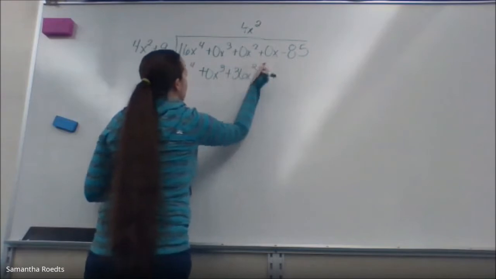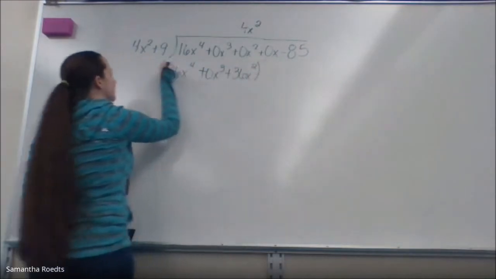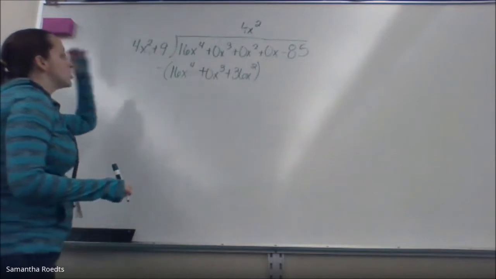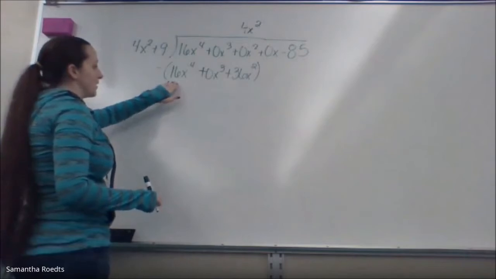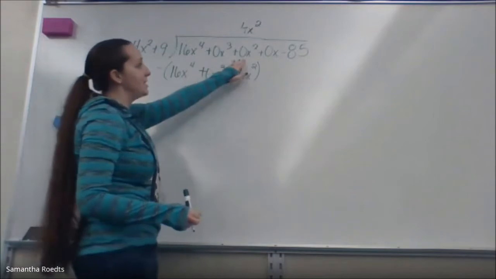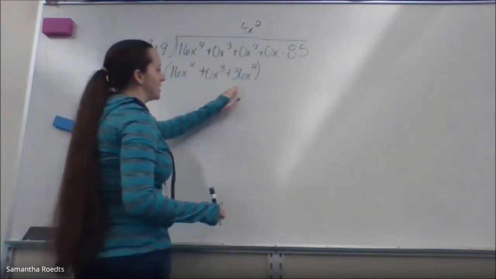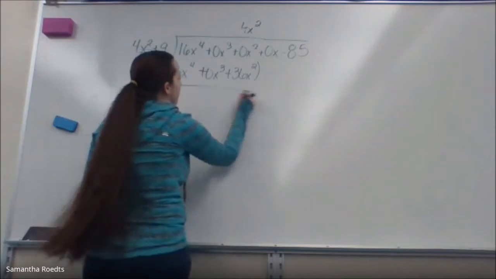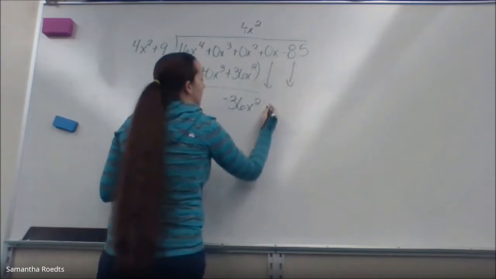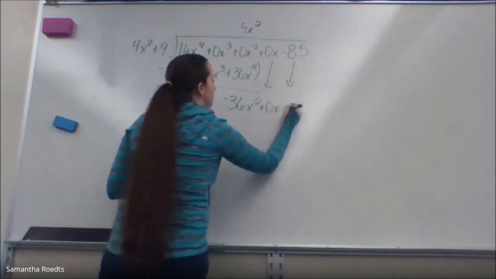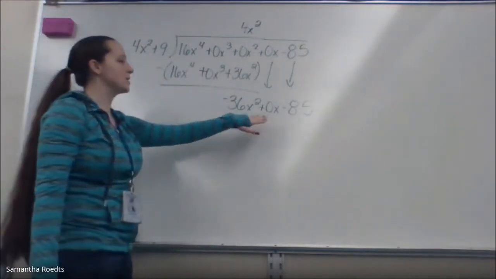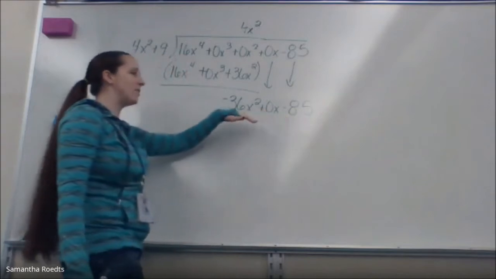Okay, I'm going to subtract this, okay? There's no x cubed, so I'm leaving it alone. So 16x to the fourth minus 16x to the fourth is 0. 0x cubed minus 0x cubed is 0. And 0x squared minus 36x squared is negative 36x squared. I then bring down my other terms. Okay. So now I have negative 36x squared plus 0x minus 85.